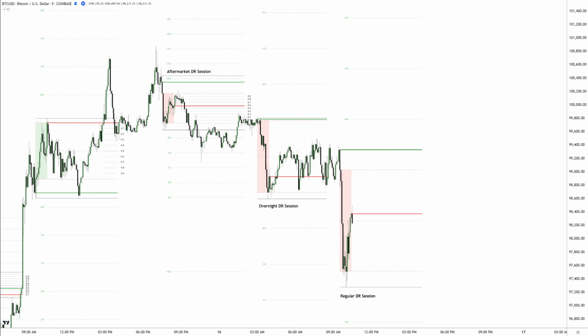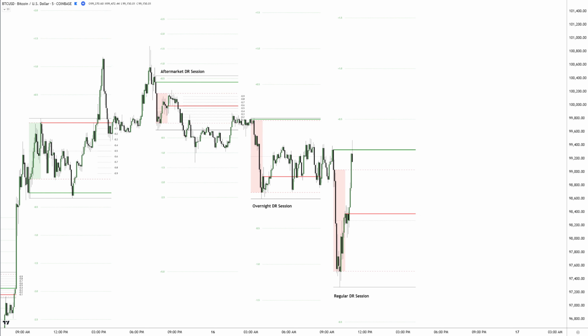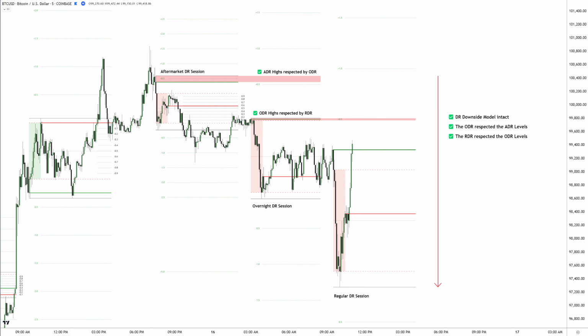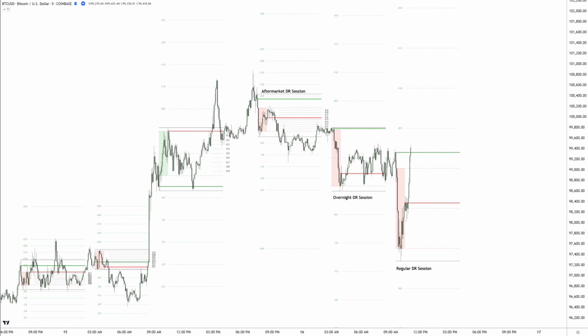Promising, isn't it? Now it's time to wait for a confirmation, ideally to the downside. However, as soon as a long confirmation occurred a few minutes later, we shift our focus to longs, but with caution. Why? Because the DR downside model is technically still intact. Highlighting the previous DR session levels, we can clearly see where the regular DR session found strong support. Additionally, 2 other levels align perfectly with the current defining range, acting as potential zones of interest.